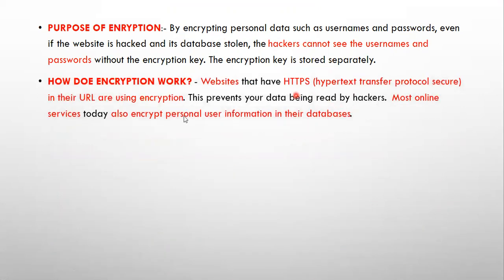Now, how does encryption work? Websites that have HTTPS, which is Hypertext Transfer Protocol Secure, in the URL are using encryption. That means the information is being encrypted. All your banking sites and where you're filling in your passwords, your usernames, your personal details should have an HTTPS there to show that the site is encrypted. This prevents your data from being read by hackers. Most online services today also encrypt your personal user information in the database. So the information they get about you is encrypted in the database. So if hackers gain access to the database, it's in encrypted form.